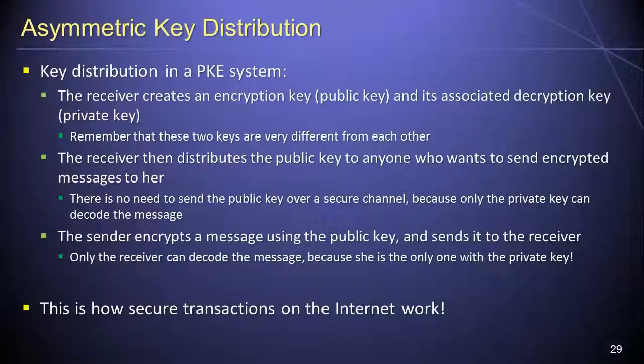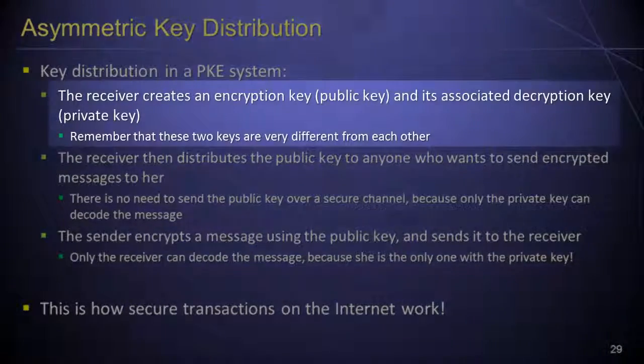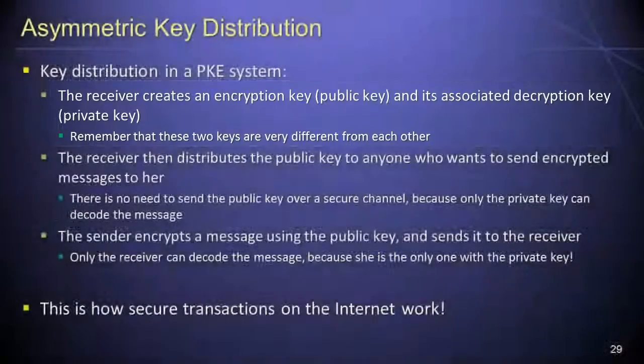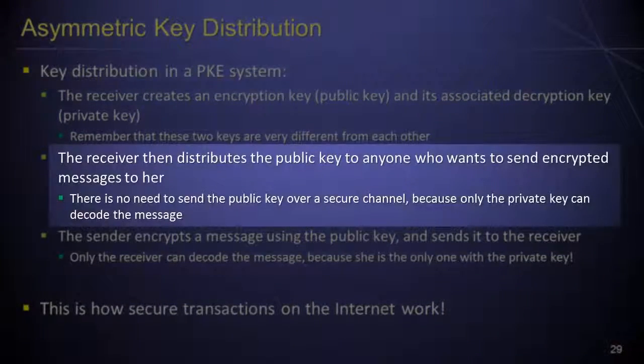To understand how key exchange works in a public key encryption system, consider first that the person who wishes to receive a message will need to create an encryption key, that is, a public key, and its associated decryption key, that is, a private key. Remember that these two keys are very different from each other. The receiver will then freely distribute her public key to anyone who wants to send her an encrypted message.